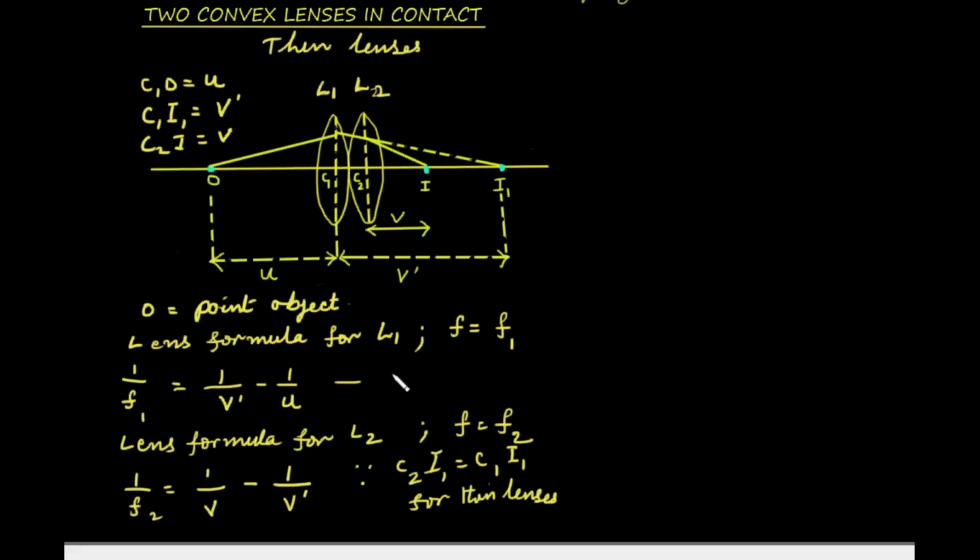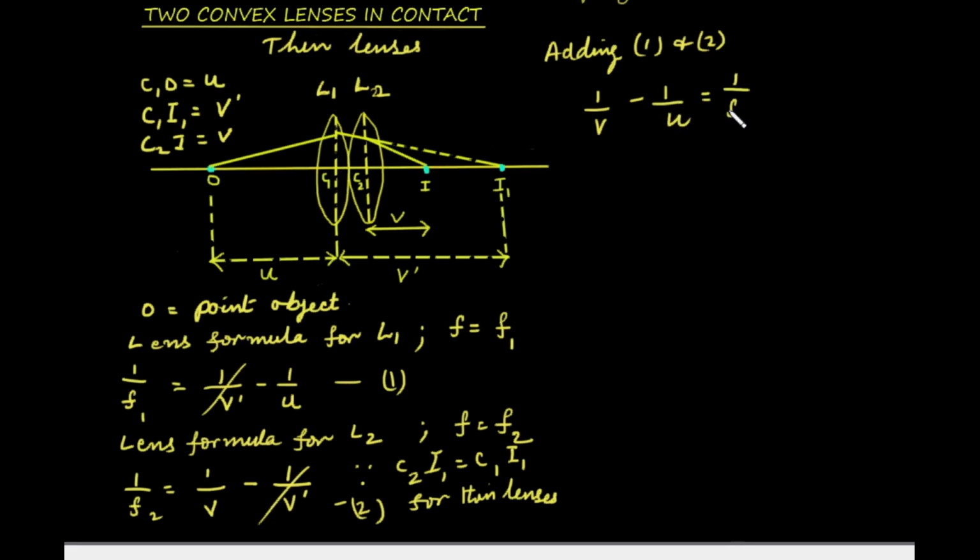Let us mark this equation as 1 and this equation as 2. Adding up equation 1 and 2, this 1 by v dash and this 1 by v dash will get cancelled. This is positive, this is negative. So what remains is this one, 1 by v minus 1 by u. So we will write this here. 1 by v minus 1 by u is equal to 1 by f1 plus 1 by f2.